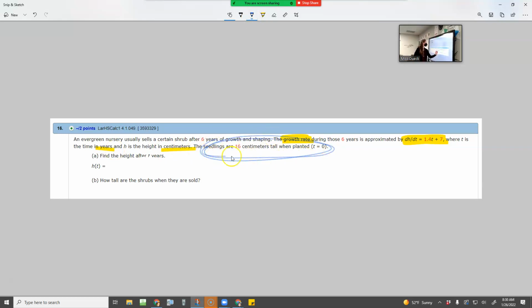Anybody know? It's the plug-in at the very end. Oh, because the clue. It's the clue. It's the plug-in at the very end. So wait a minute, what do we got to do before that? Hold on, guys, what are they asking in part A? No, we're finding the height. And what do we know? How do we go backwards from rate?